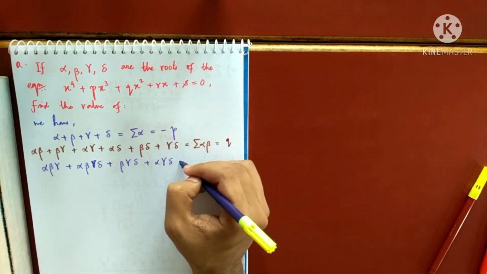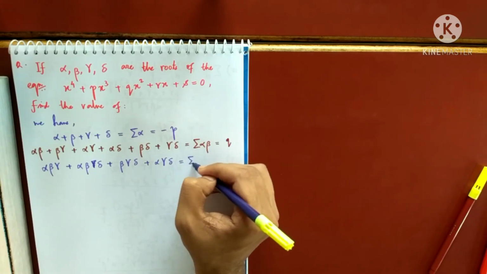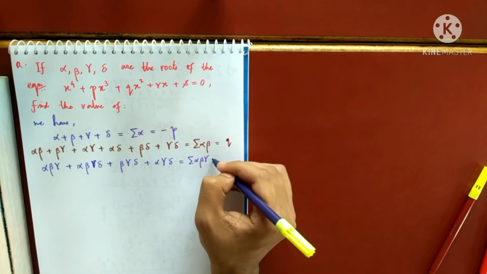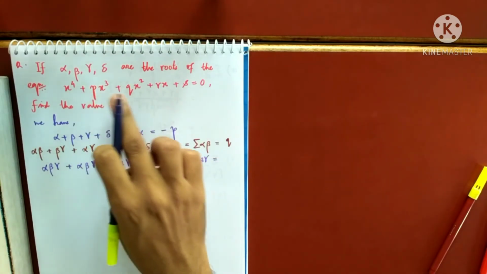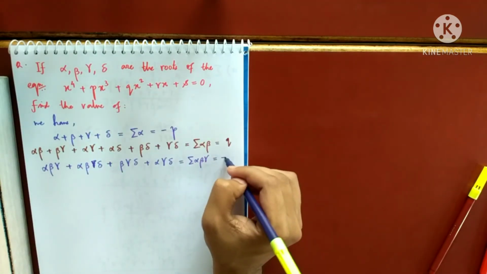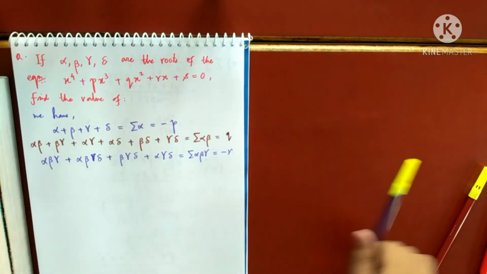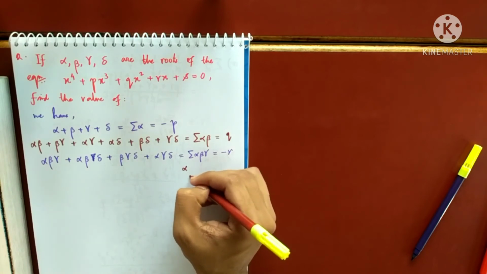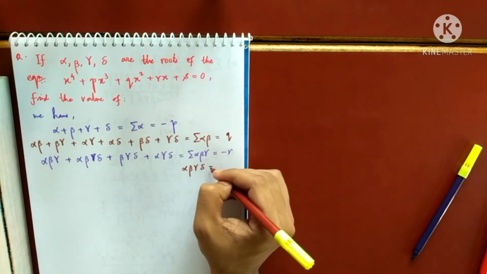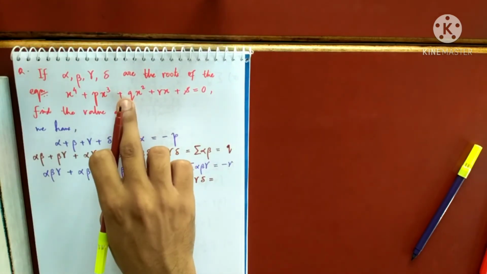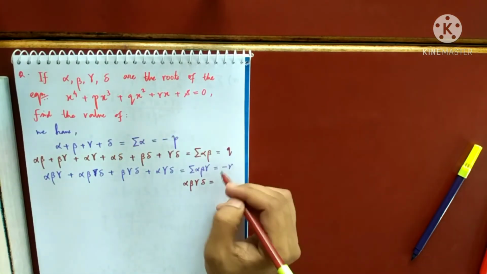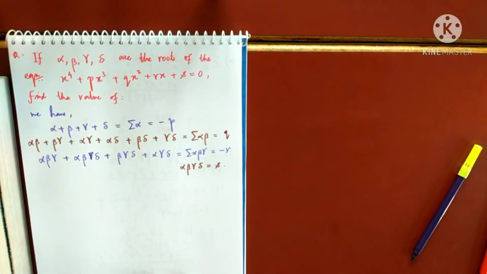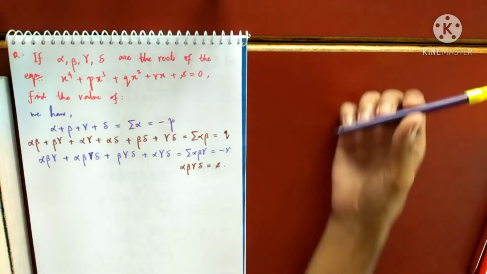So this is nothing but summation, which will be represented like this: summation alpha beta gamma, and this is nothing but so minus, plus, minus, so minus r. And lastly what I have is the product of four of them together, that is alpha beta gamma delta. This is nothing but so minus, plus, minus, plus, so this is nothing but s. So I have this relation between roots and coefficients this time.